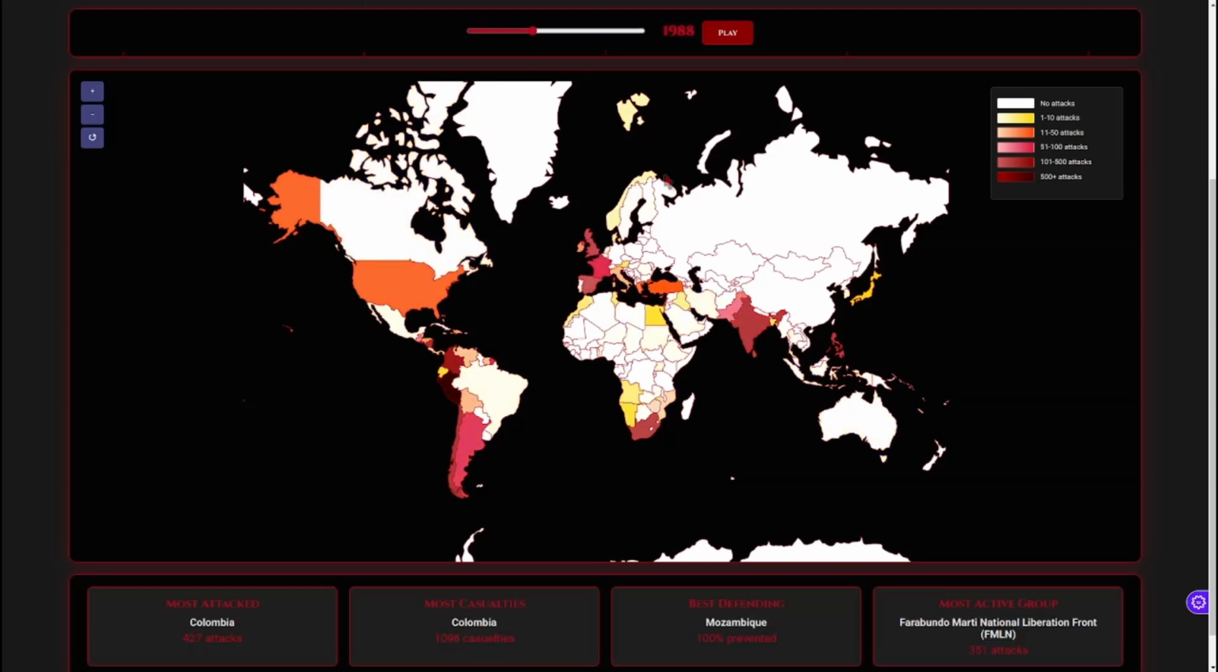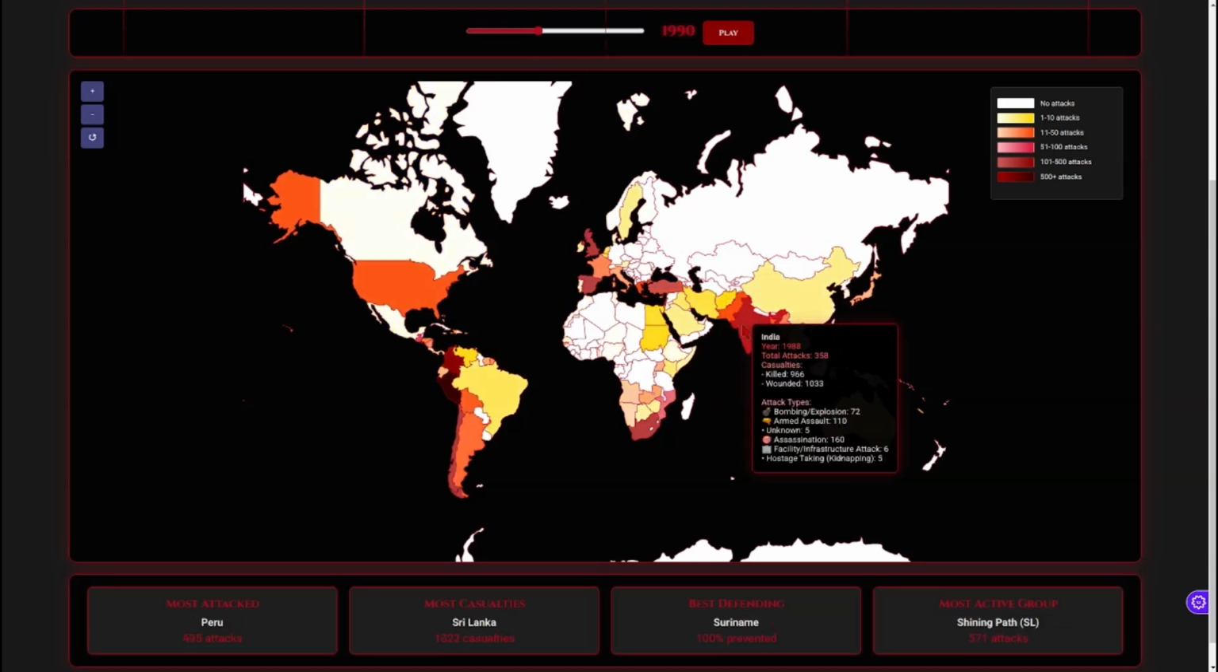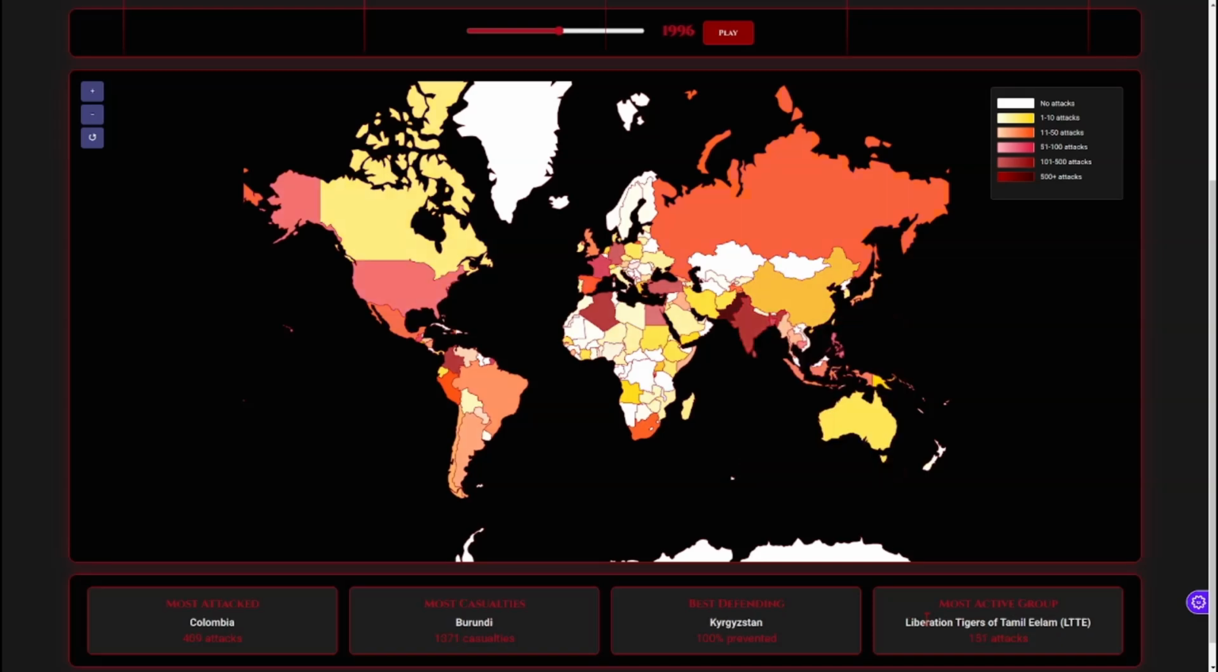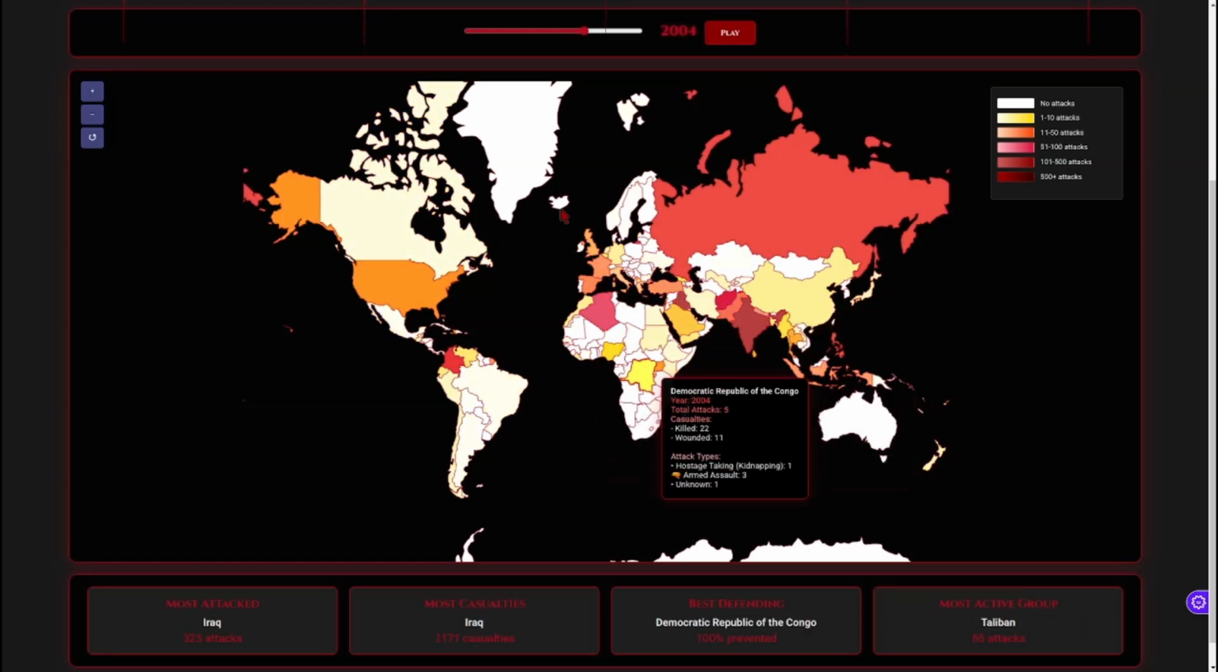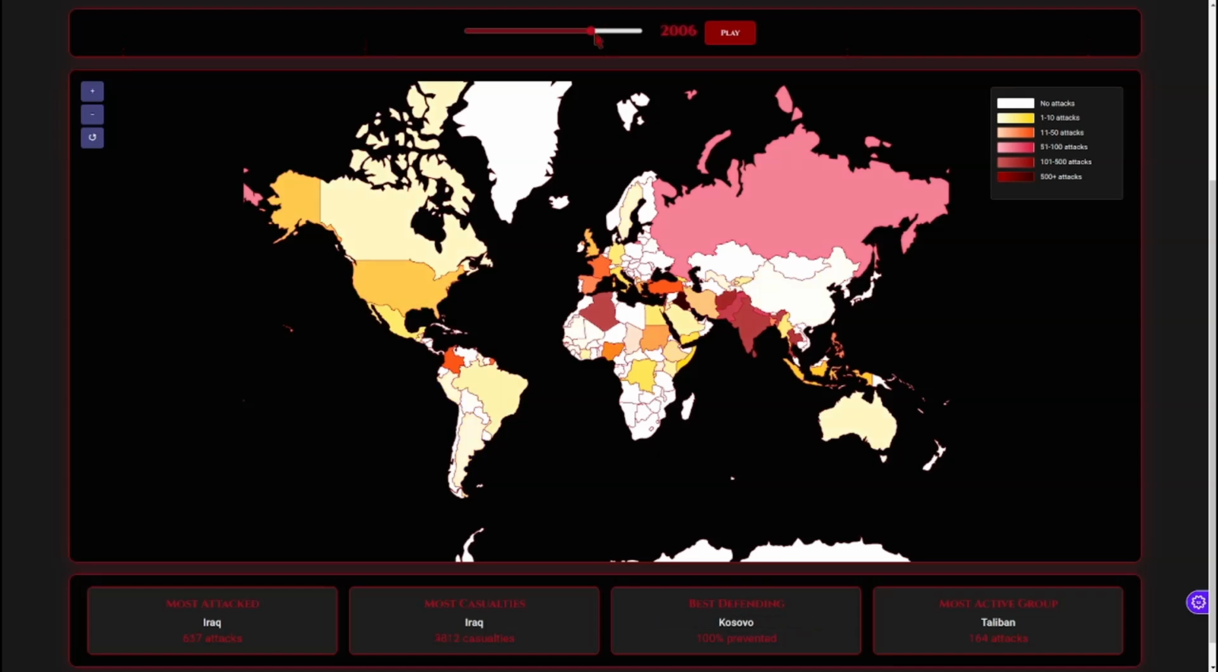Hovering over a country displays detailed statistics including attack types, casualty figures, and responsible groups. From this map, you can identify hotspots like the Middle East, South Asia, and Africa and see how regional trends have evolved from sporadic attacks pre-2001 to significant surges and then gradual declines in recent years.